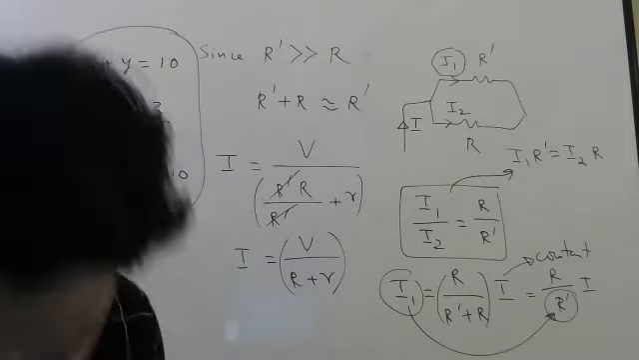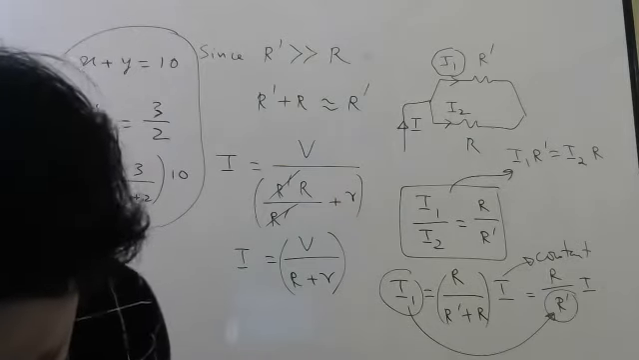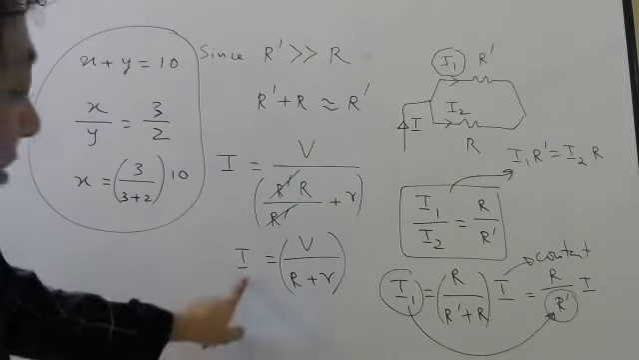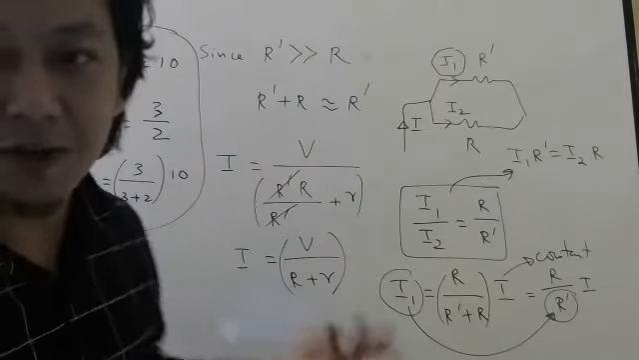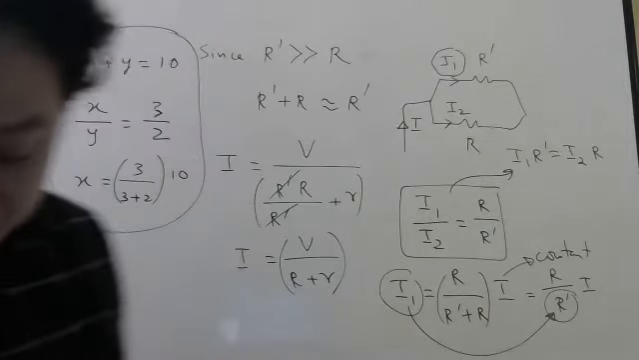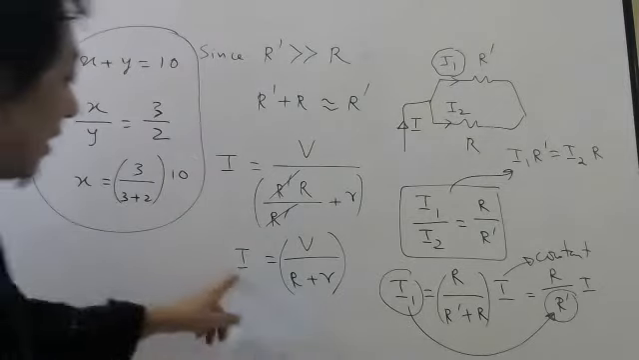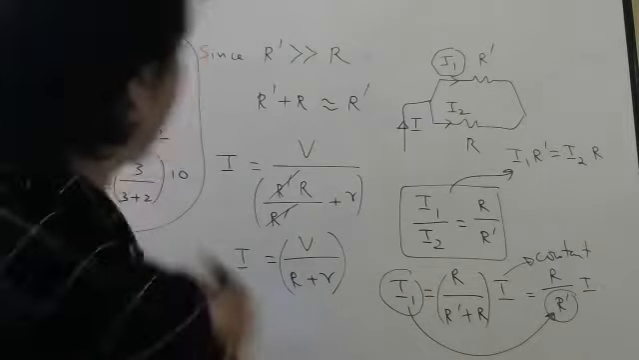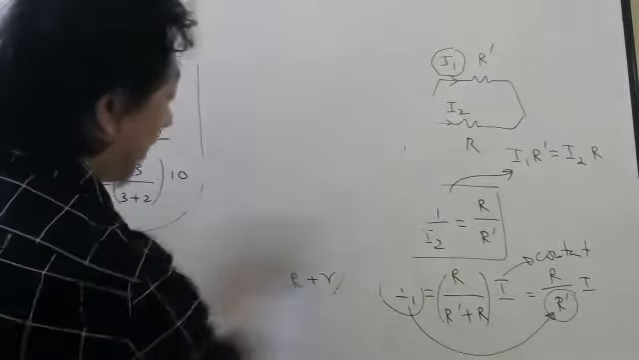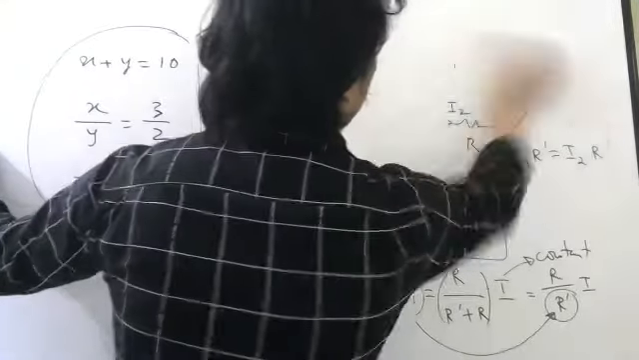Part C, option C says what? Current I depends sensitively on R dash. This current I is constant. It does not depend on R dash. So option C is wrong. The main current does not depend on R dash. So A and what are right? A and D.